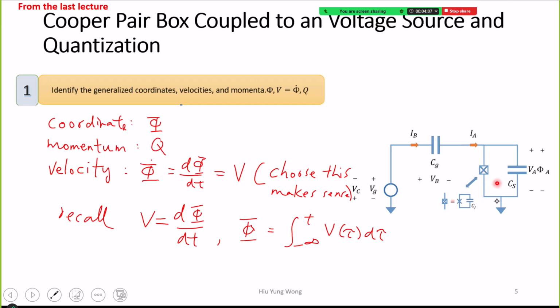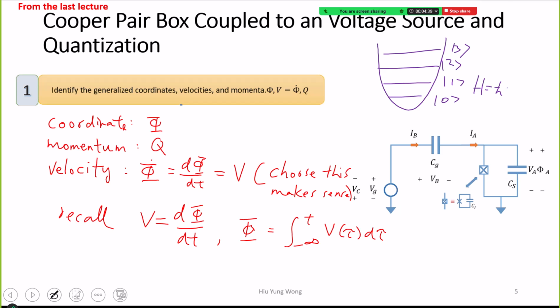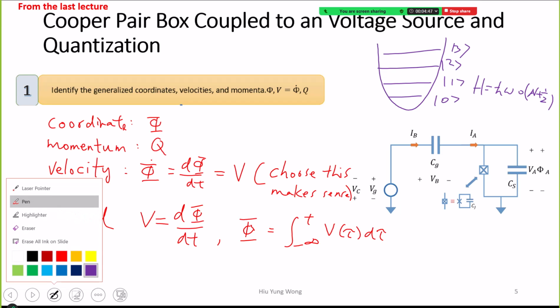For a linear inductor, you have equal spacing, and one of the possible bases is the number basis, or we should call it Fock state, where you can have 0, 1, 2, 3, 4, 5 photons, right? I'm going to erase it, but just to remind you what I'm talking about: this is 0, 1, 2, 3. Through quantization, we say the energy equals h bar omega naught times (N plus 1/2). Make sense? That was the linear system, right?